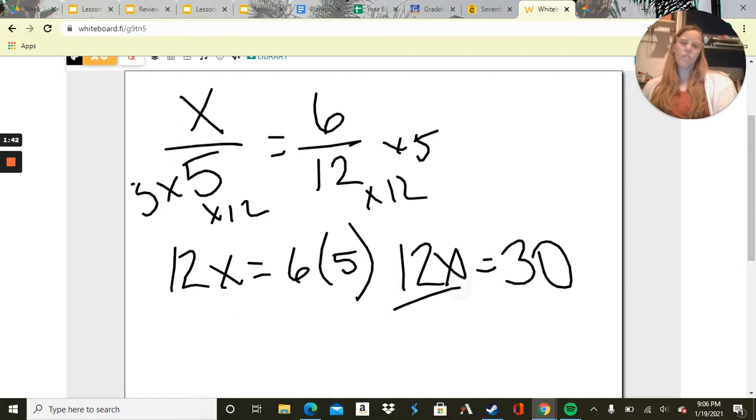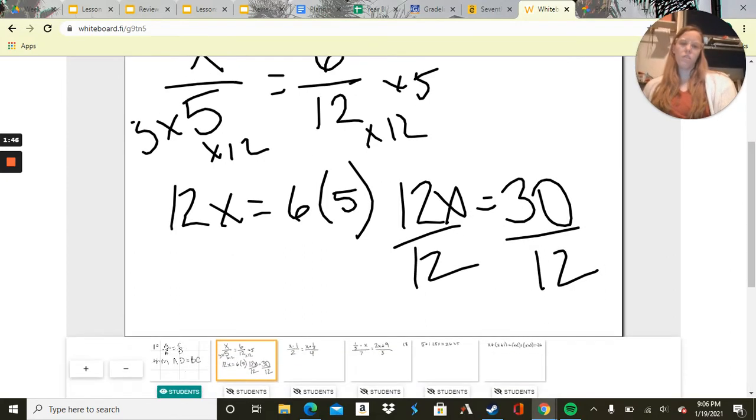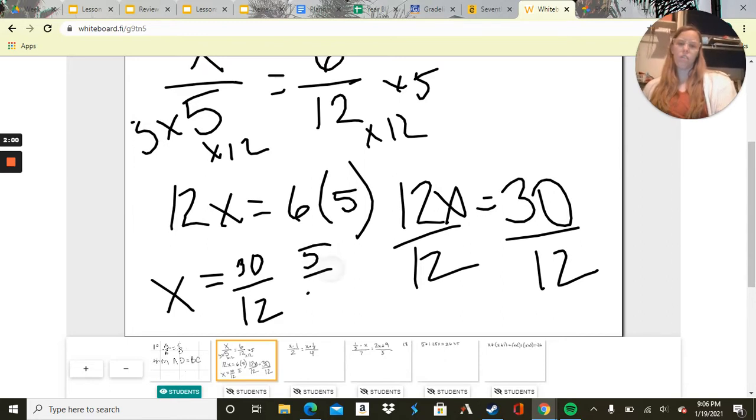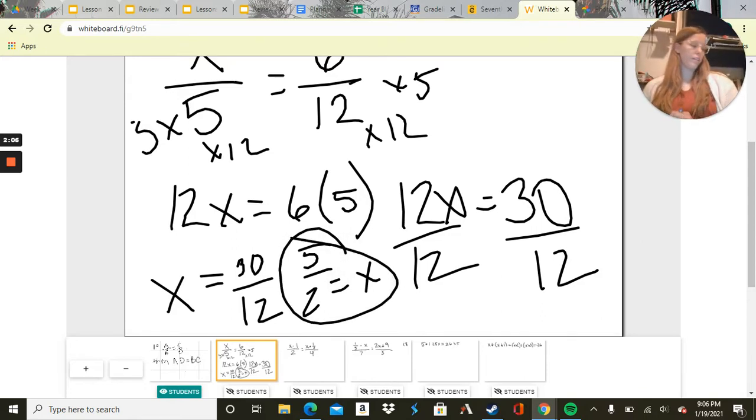On our next step, divide by 12, divide by 12. Then we get x equals 30 over 12, or simplified, they both divide by 6, so we get 5 over 2 equals x. Okay, so that's our first one.